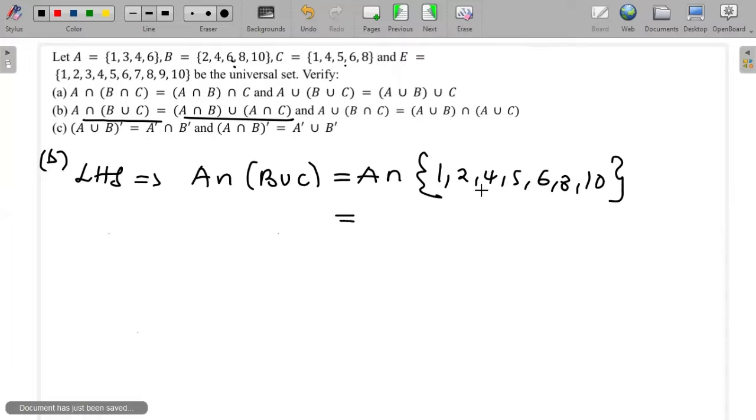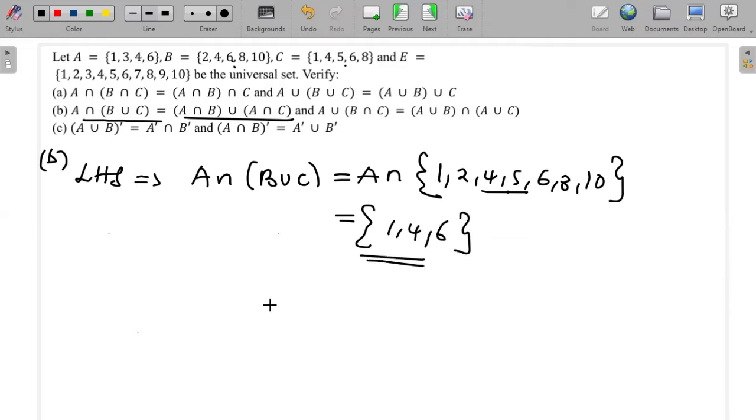Then I intersect this set with A. So what is common between this set here and the A? I can see 1 is common, 4 is common, and 6. So I'm just going to have 1, 4, and then 6. Okay, so that's what I get on my left.